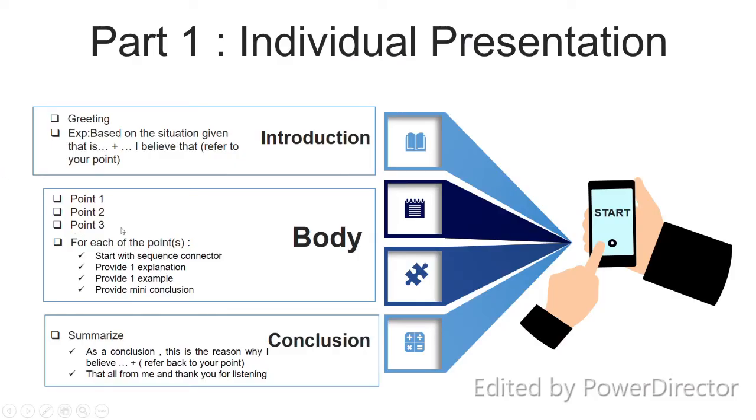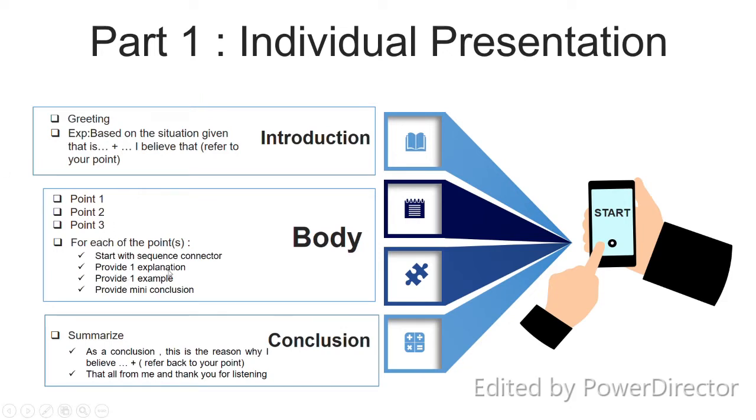For each of the point, this is how you create or how you generate your script. So number 1, start with sequence connectors. Okay, so when we talk about sequence connectors, let's say this is our first time taking this paper. So just start with a simple sequence connector. For an example, firstly, secondly, and thirdly, you may use that 3 sequence connector for each of the point.